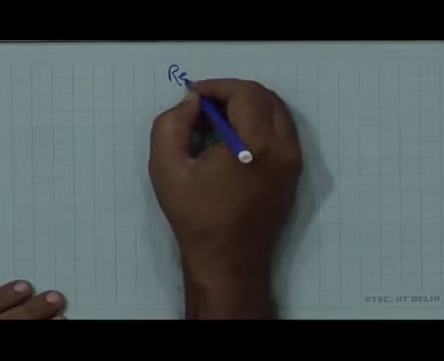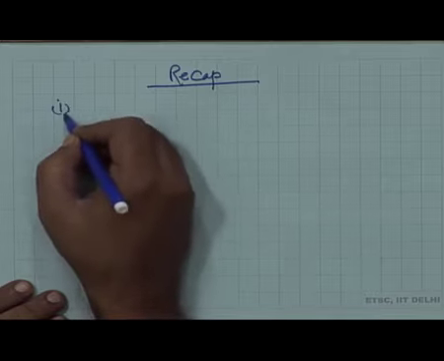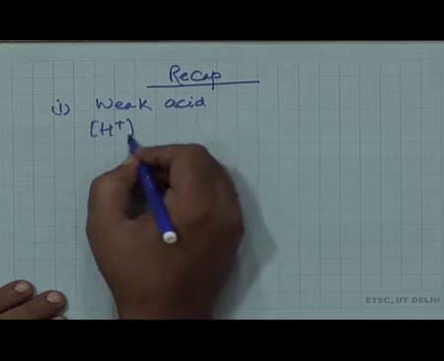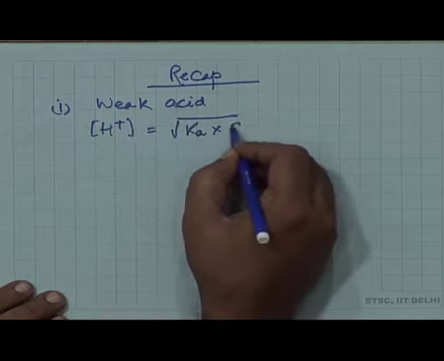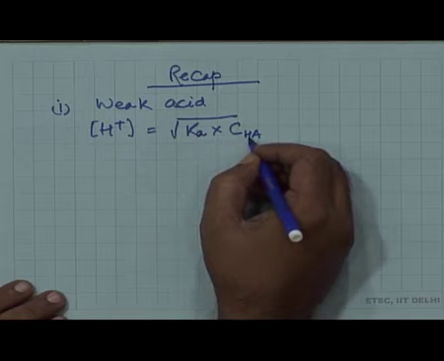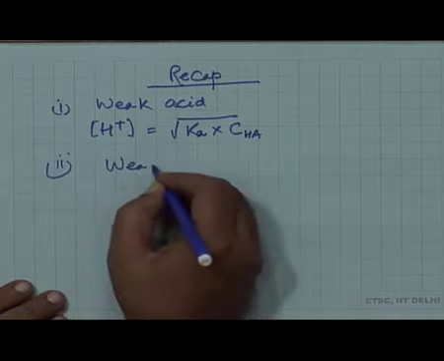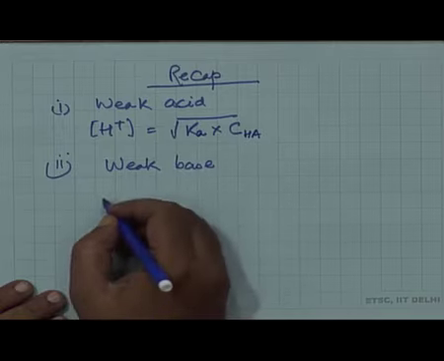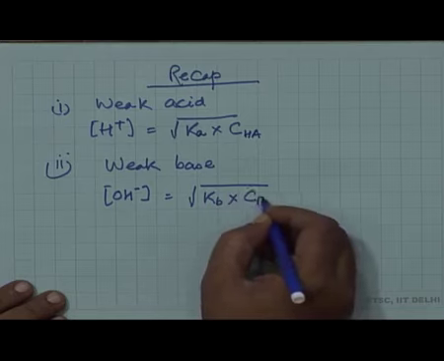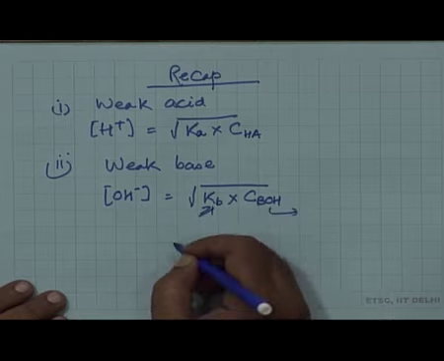As a recap of the last lecture, where we calculated the pH of different solutions: for a weak acid we calculated H plus to be root under Ka into C of HA, where Ka is the acid dissociation constant and this is the concentration of the acid. For a weak base, OH minus ion is equal to root under Kb into C of BOH. Again, this is the base dissociation constant and this is the concentration of the weak base.